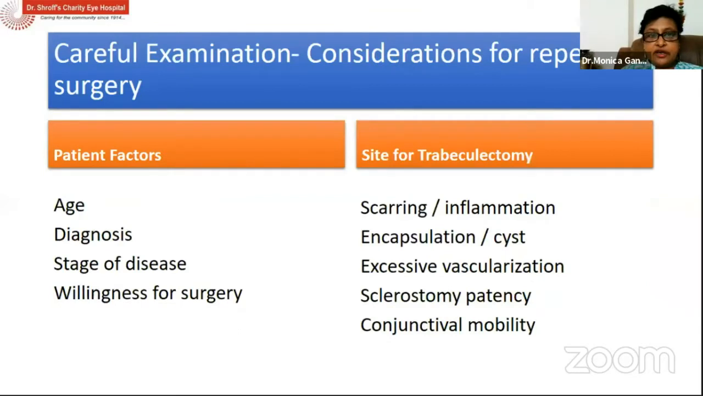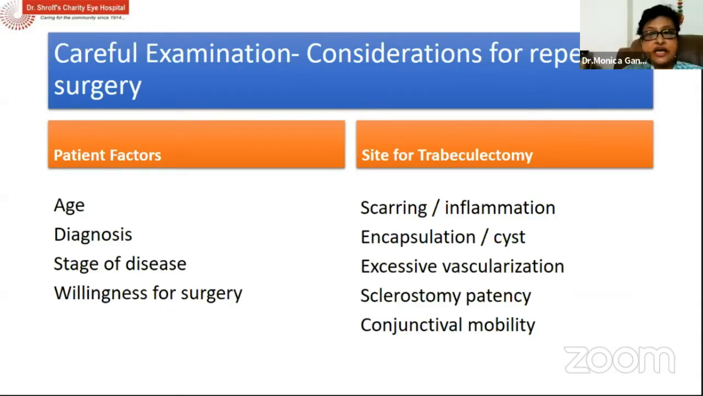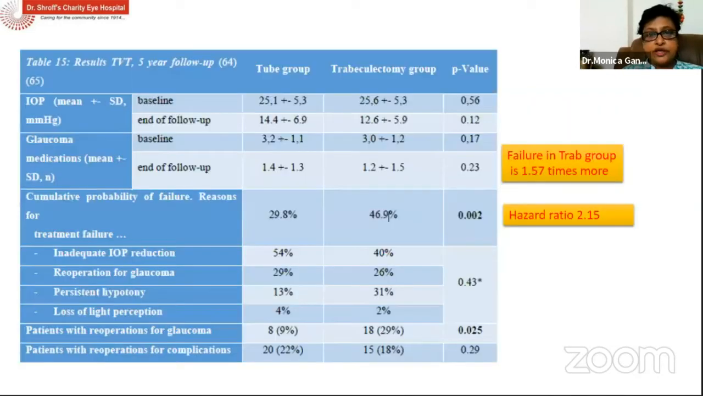So if we look at the careful consideration of the various factors, we've talked about the patient factors, but what is very important is the patient's willingness for surgery. And then when we are planning a surgery, let's say a trab, we need to see what is the site for the repeat trab or tube, as my opponent would talk about. So we look for scarring and inflammation, encapsulation, cyst formation, vascularization, patency of the earlier sclerostomy, and the mobility of the conjunctiva.